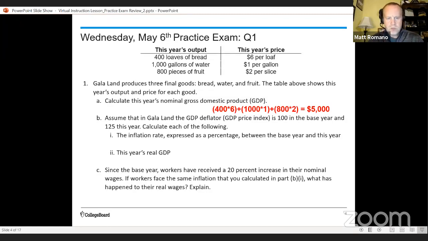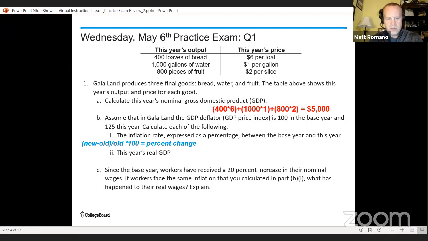Part B. Assume that in Galaland, the GDP deflator, the GDP price index, is 100 in the base year and 125 this year. Calculate each of the following. The inflation rate expressed as a percentage between the base year and this year. All right, so again, it said calculate. We've got to show our work.